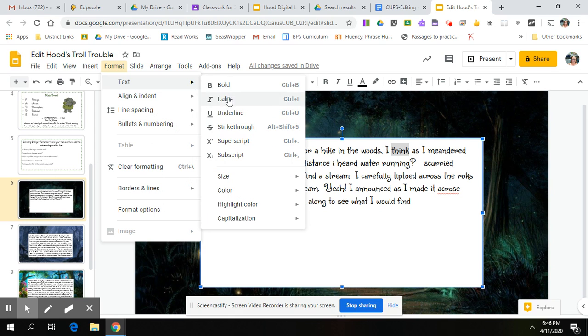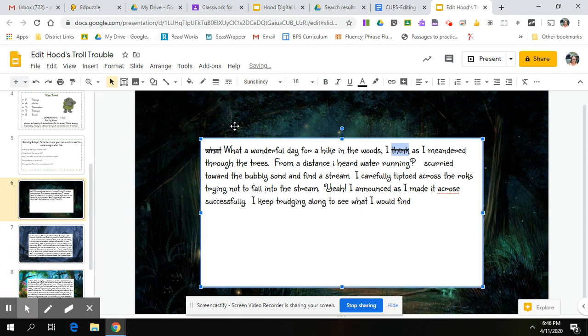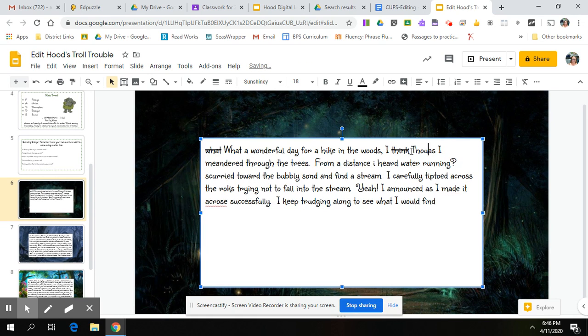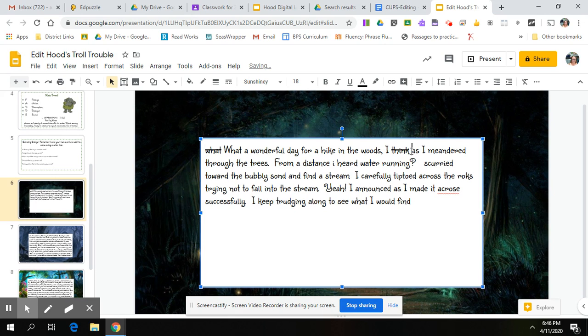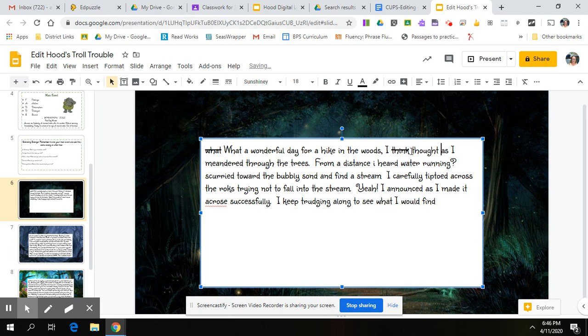So I'm going to go to text and I'm going to strike through think. If I'm talking about the past, what do I say instead of think? Great, thought, and I don't need to capitalize it. So let me read that again without those mistakes. What a wonderful day for a hike in the woods, I thought as I meandered through the trees. So now I found two mistakes. One was a capital and one was a usage.